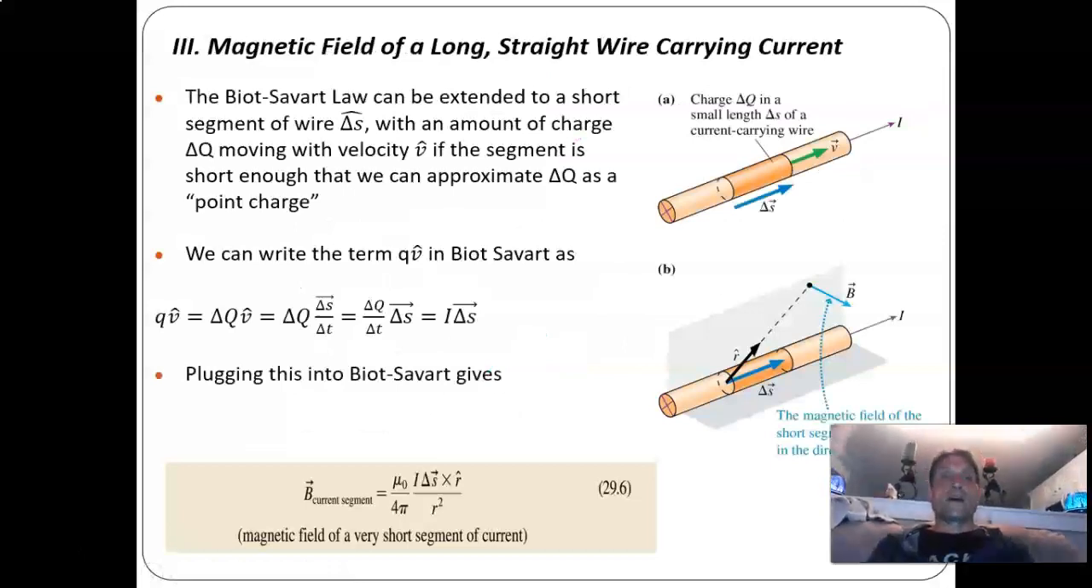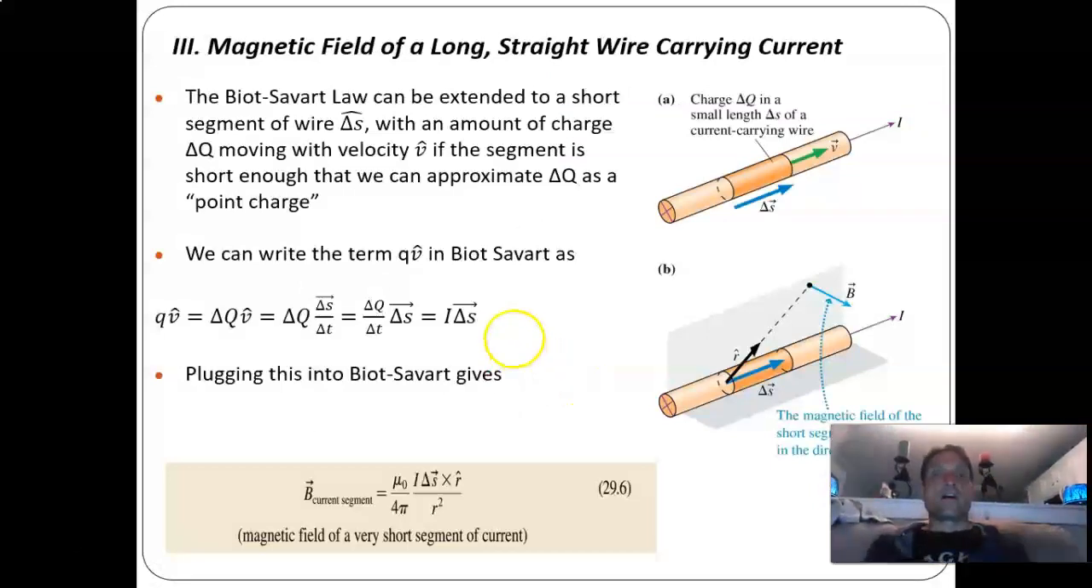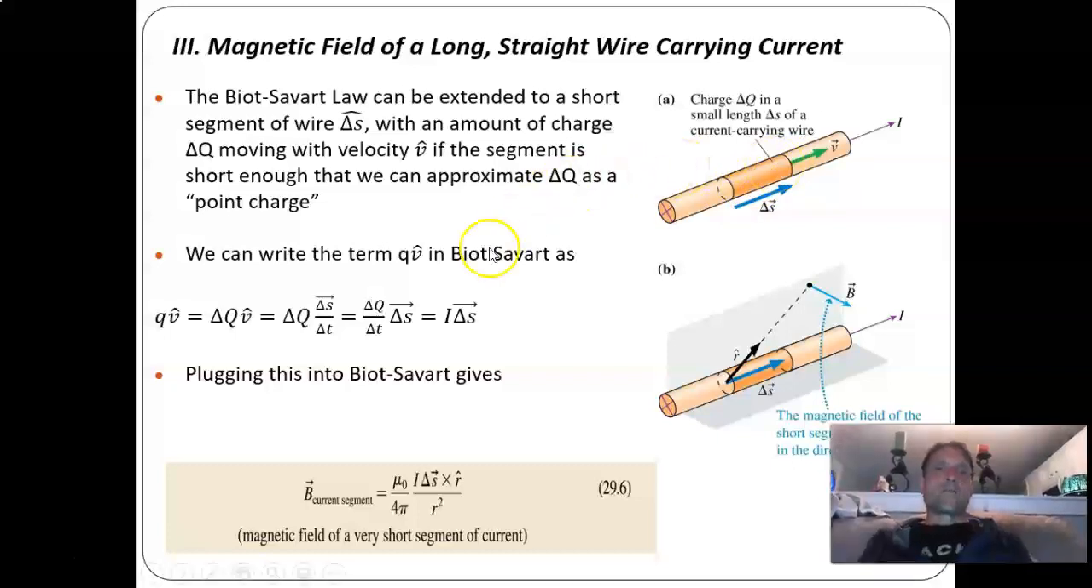So once we have the magnetic field due to a point source of current, a moving charge, we can apply superposition to calculate the magnetic field due to many moving charges, for example, a current in a wire. So what we're going to do now is cast this result into a form for a current carrying wire.